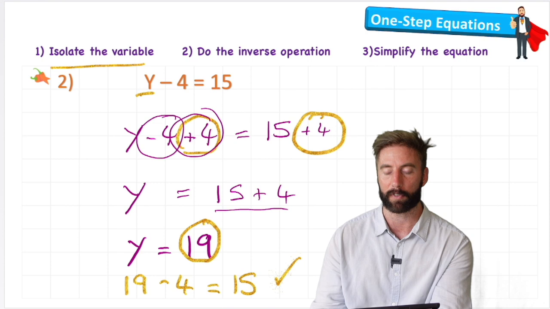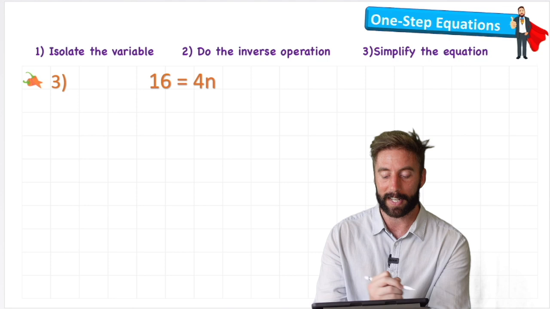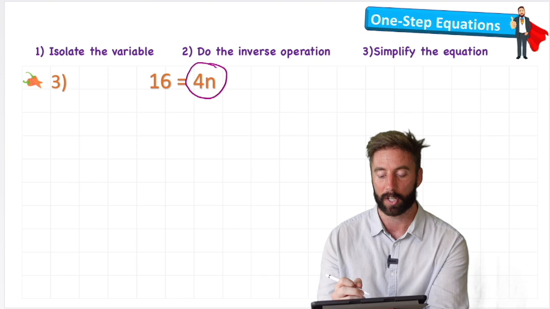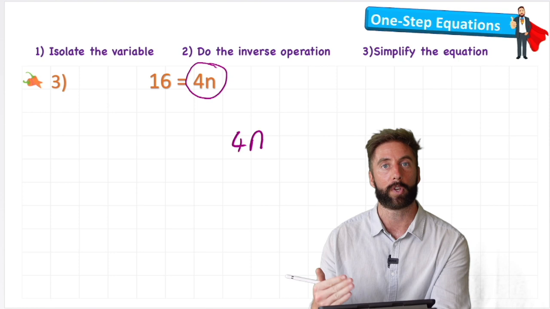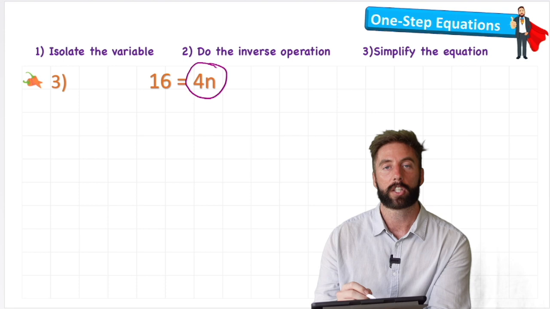Okay, let's get a little harder then now. Let's have a look at what this equation means. So now I have 16 equals 4n. And now this part here is a little funny to look at because there's no obvious operation sign. Well, something that we need to understand in algebra, when we have a letter and a number next to each other like this, it is telling us to multiply. So when you see expressions like this without an obvious operation, we have to multiply. So I could rewrite this as 16 equals 4 times n.